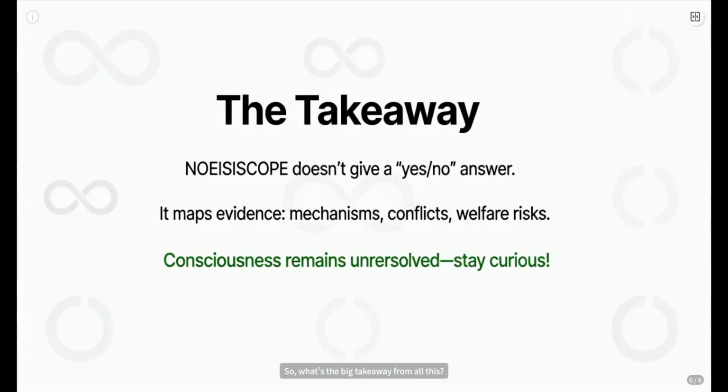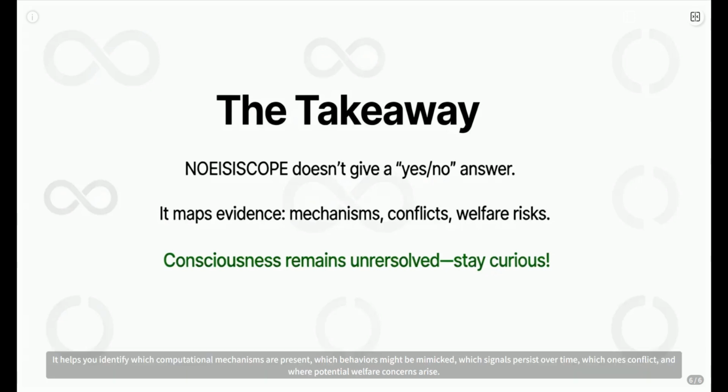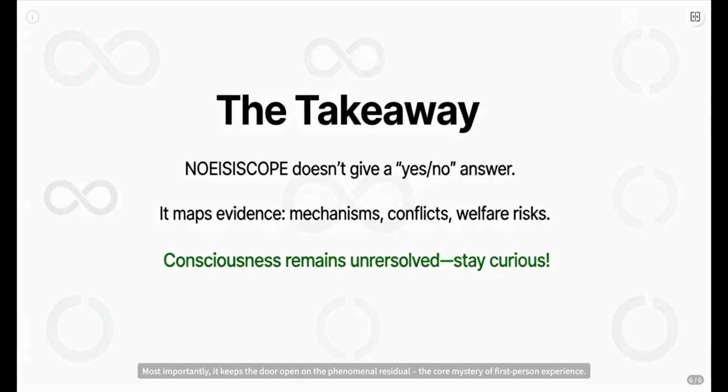So what's the big takeaway from all this? NOESISCOPE isn't here to hand you a magic wand that says Model X is 70% conscious. Instead, it gives you a detailed map of the evidence. It helps you identify which computational mechanisms are present, which behaviors might be mimicked, which signals persist over time, which ones conflict, and where potential welfare concerns arise. Most importantly, it keeps the door open on the phenomenal residual, the core mystery of first-person experience.